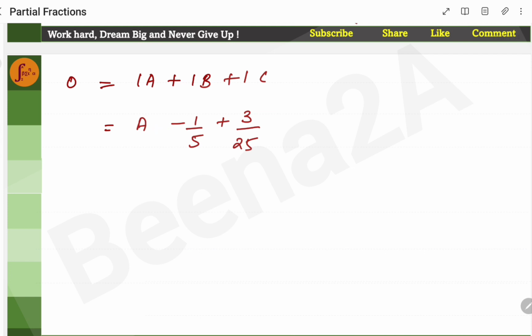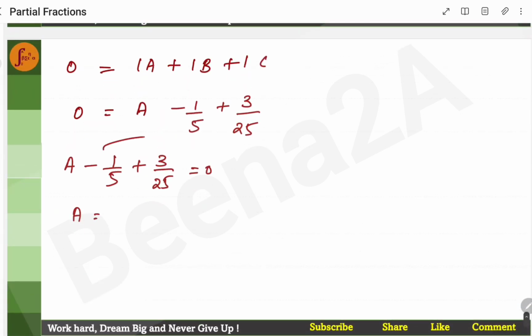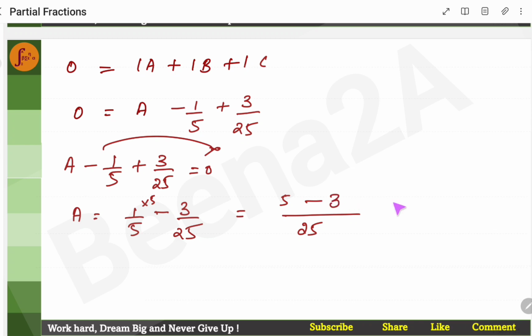A we'll have to find out. So if I take LCM, let me rewrite this like this. So let it be a minus 1 by 5 plus 3 by 25 is equal to 0. Therefore, A is equal to, I'll shift everything here, plus 1 by 5 minus 3 by 25. When I shift it here, if I take LCM, I'll get 5 times 5 minus 3, which is 2 by 25. So A is 2 by 25.